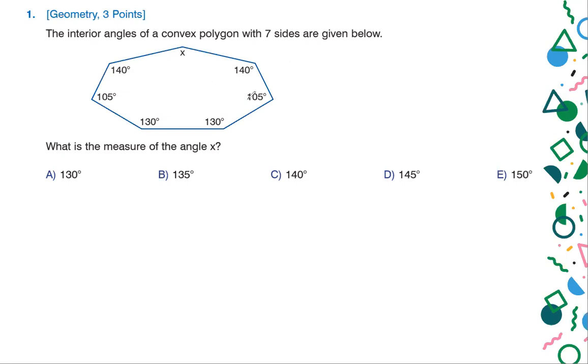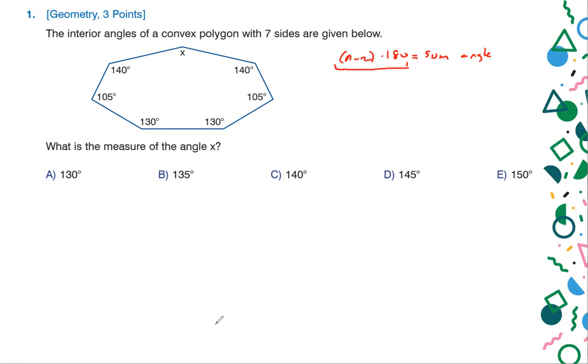So the first problem is a geometry problem with a convex polygon with 7 sides, and what we want is the missing angle. The first thing we need to remember is that the interior angle sum in any polygon is n minus 2 times 180. I don't want you to remember this as a formula. This is just common sense based on some exploration. This is the sum of the interior angles, so if you add all these interior angles, that will be n minus 2 times 180.